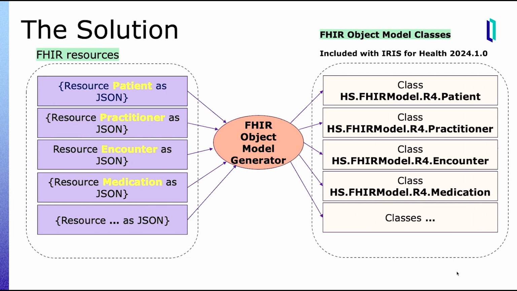Our solution is to have ObjectScript classes that are generated and distributed as part of 2024.1. We have distributed the base classes from the FHIR specification. We have an object model generator, which allows us to stay in sync with the new specifications as they keep coming up. Today we have generated the R4 classes, but it gives us the possibility of implementing others depending on where the market is going.